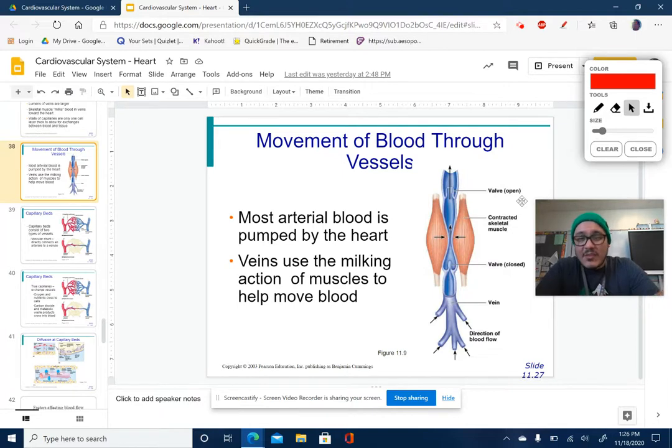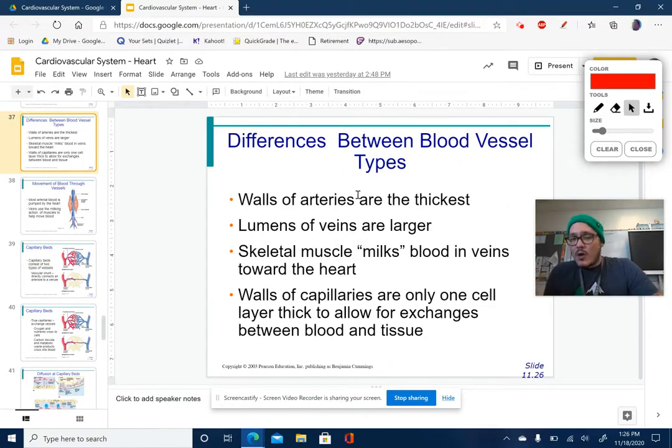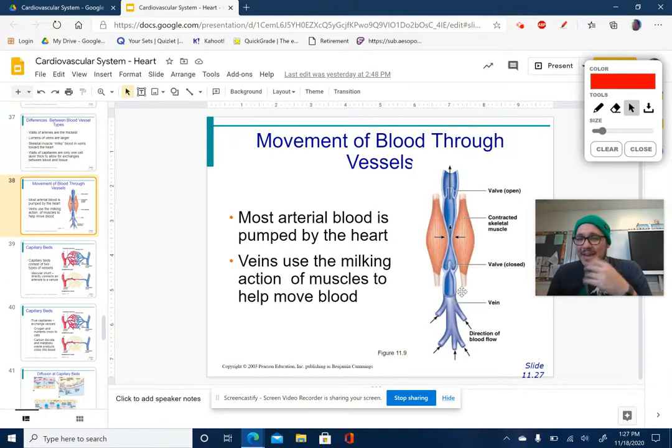Remember, there were some specifics associated to that we talked about in this slide here, talking about how the walls of the arteries are thicker than the veins. The lumens of the veins, which is the inner diameter, is going to be much larger. And then we talked also about how the blood actually moves. The blood in the arteries moves by the heart, whereas the blood in the veins moves through this milking process.